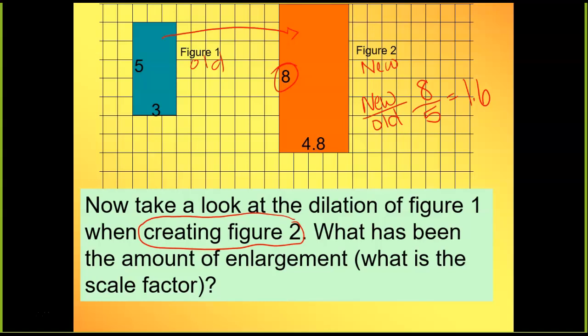We still could have used the equation. 5 times some number equals 8. Divide by 5. Look, right there is the same thing we did right there, new over old. So you can use whichever method you prefer.